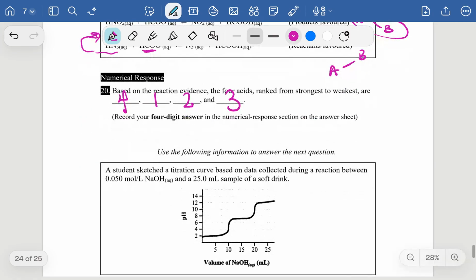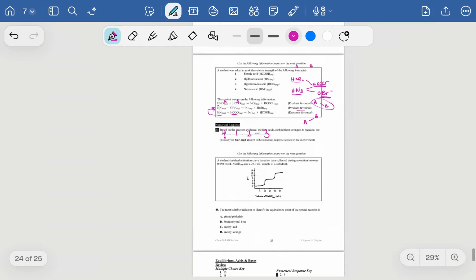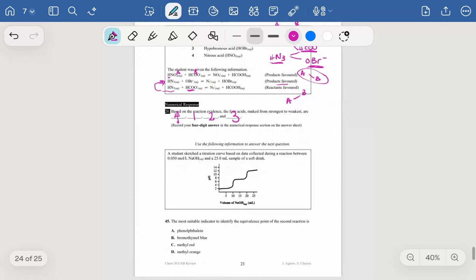Okay, and now the very last one, taking a look at here, and it's asking to identify what indicator you can use at the second equivalence point. So this one, just recognizing here's your first equivalence point, here's your second equivalence point, coming over to read the pH around that point and seeing which would work out the best. And I believe here your answer is A for phenolphthalein.